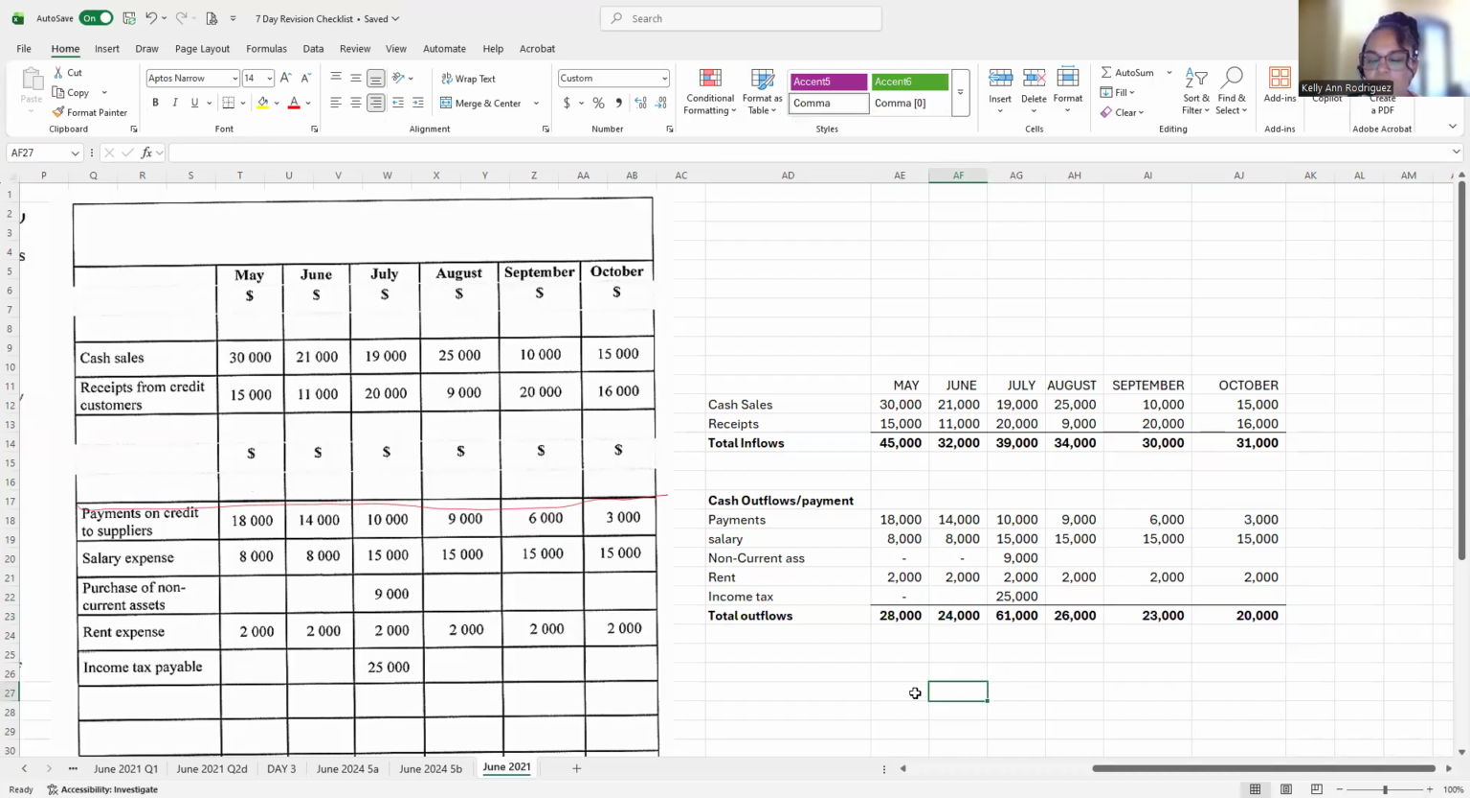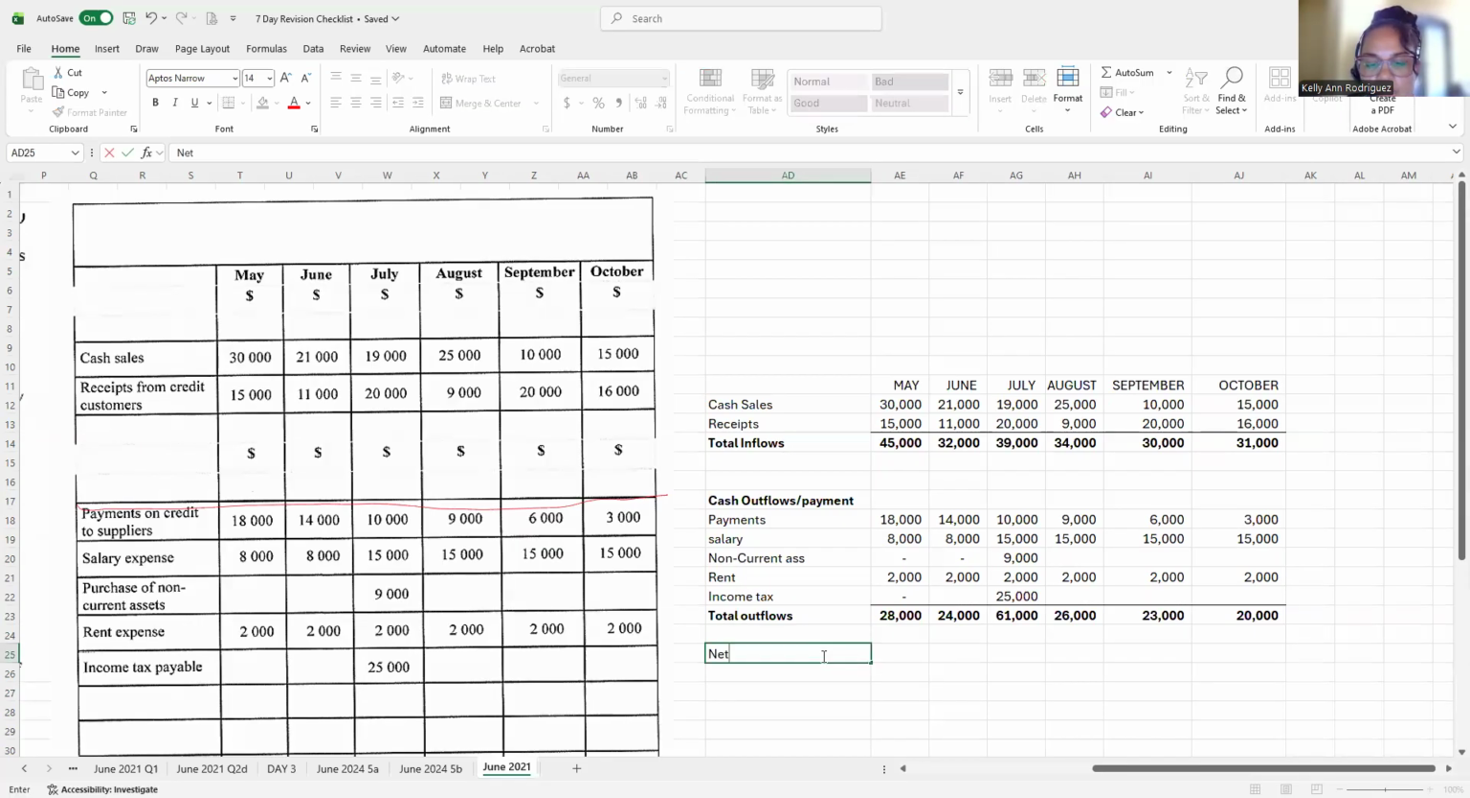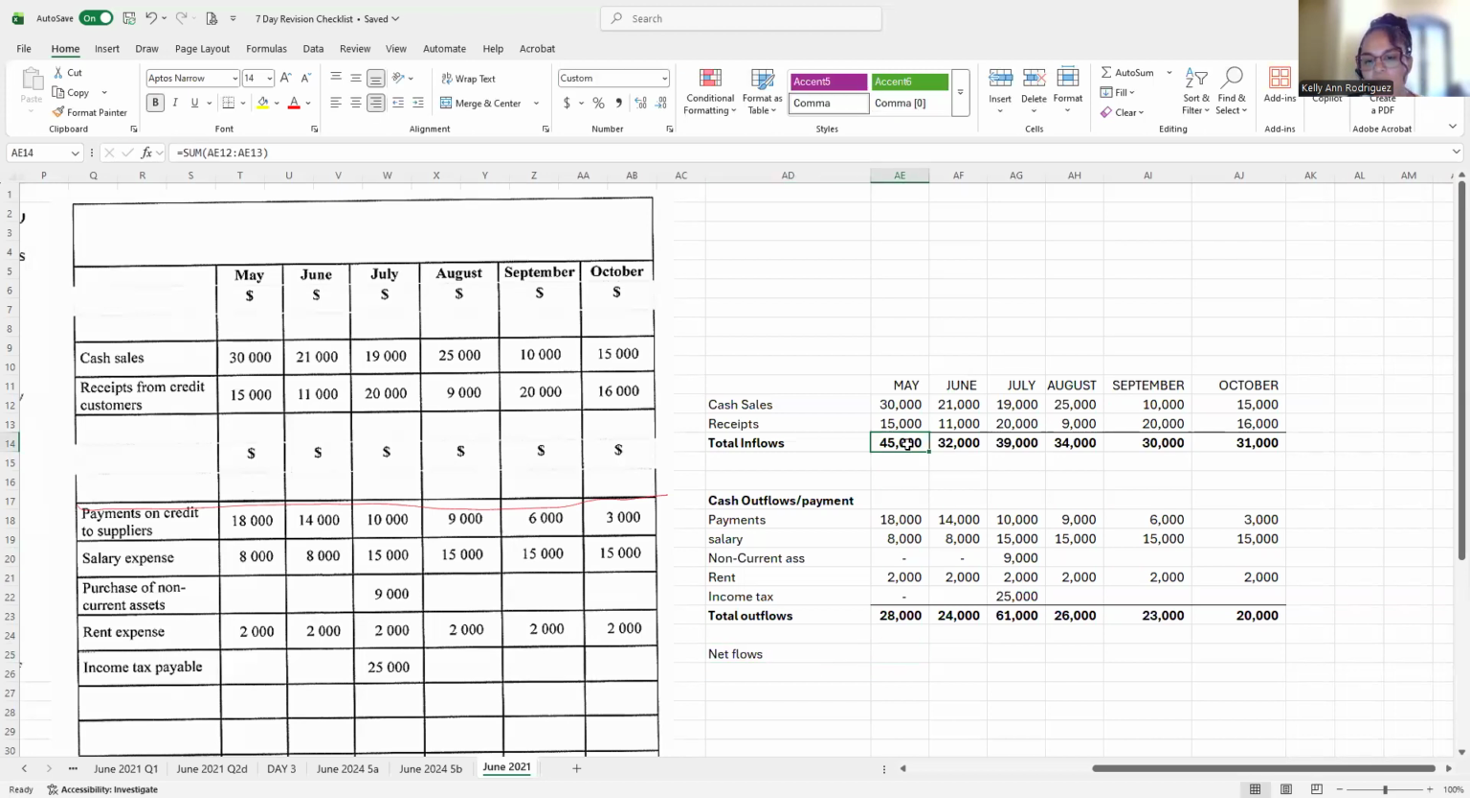So we have an inflow and we have a total outflow. Is that the end of it? No. The examiner wants you to now find out what your net flows are. Your net flows will be the total inflow minus the total outflow. So total inflow minus your outflow will give you the net flow for the period.